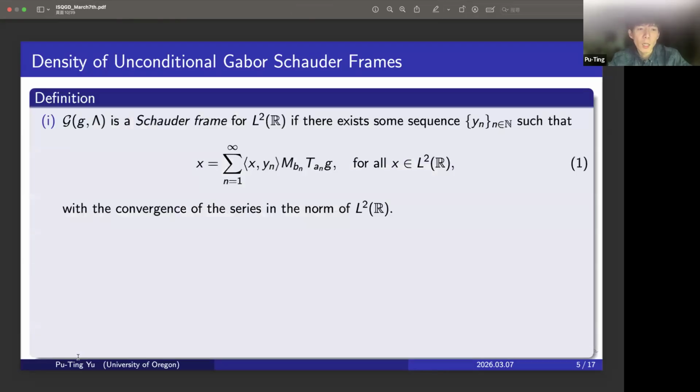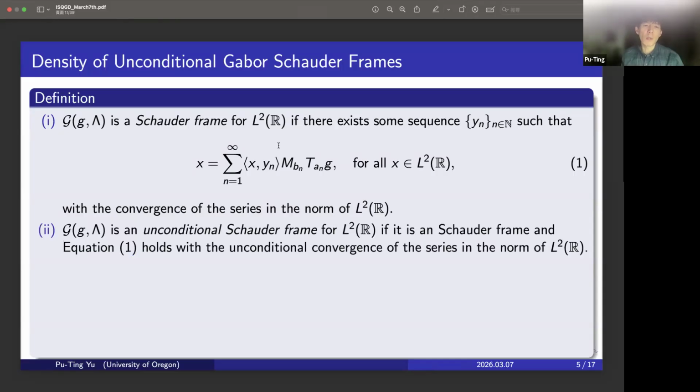So we say a Gabor system is a Schauder frame for L2(R) if there exists some sequence (y_n) such that every element x in L2(R) can be written as the summation of the inner product of x with y_n, multiplied by the Gabor system elements, with the convergence of the series in the norm of L2(R). So when a Gabor system is a Schauder frame, we have some control over the coefficients, which is the first nice approximation property I just mentioned.